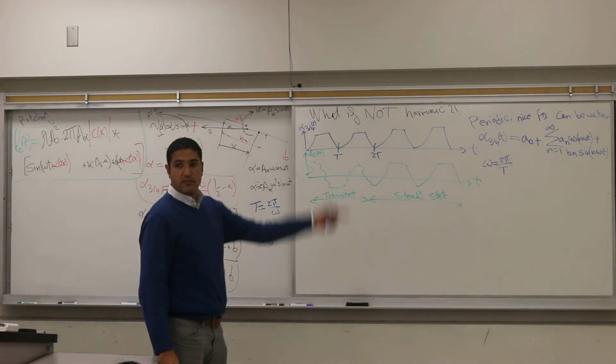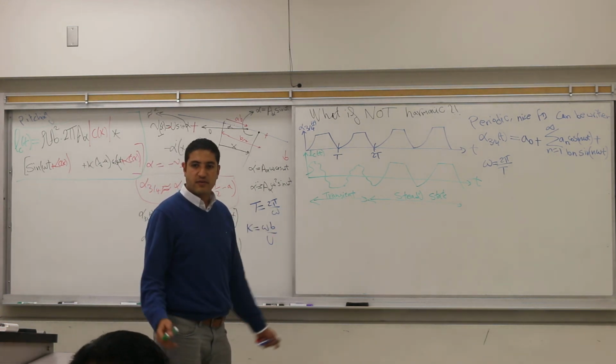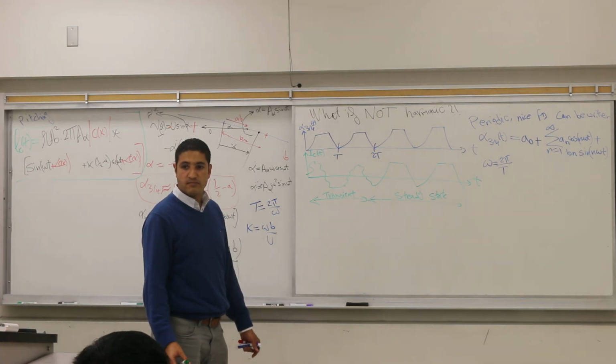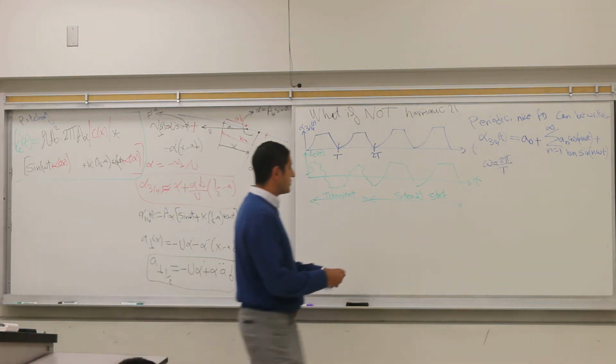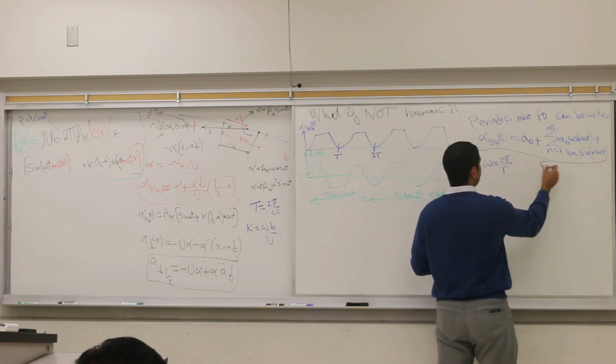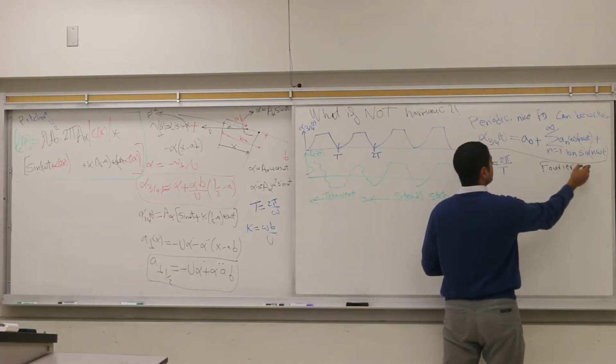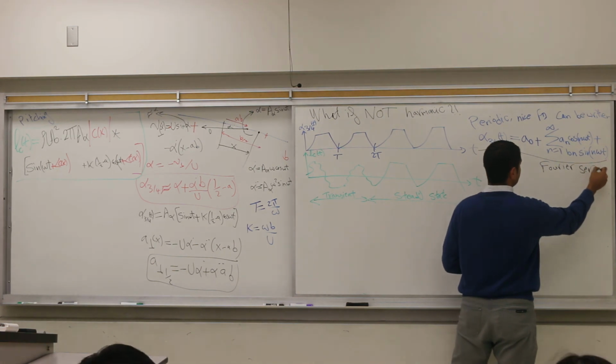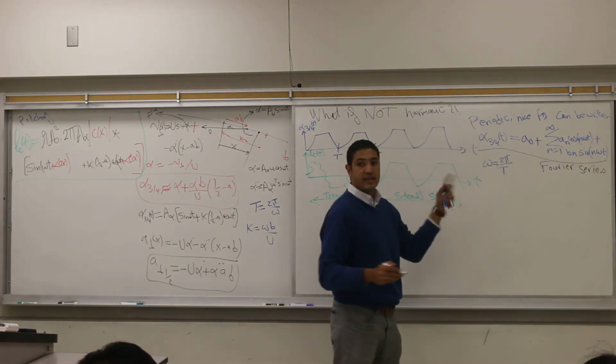Okay? Anybody remembers the name of this series? It's very famous, right? What's the name? Fourier series. Very good. This is Fourier series representation of alpha 3/4. How can we get these coefficients?